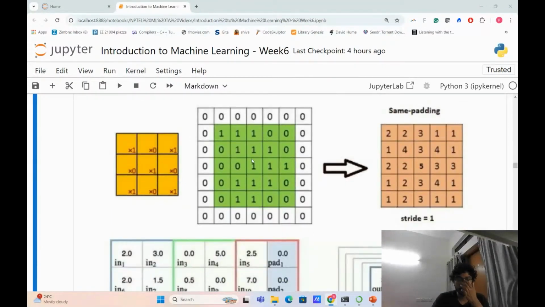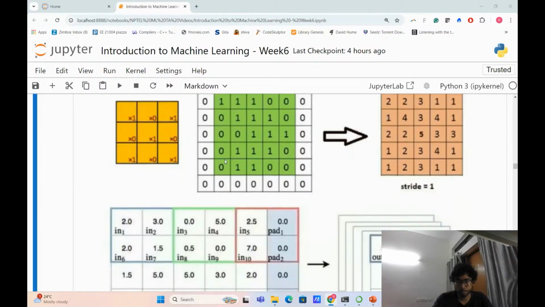And this is the padding step. I will not explain it here. You should look at what this step does. And this is one of your homeworks.